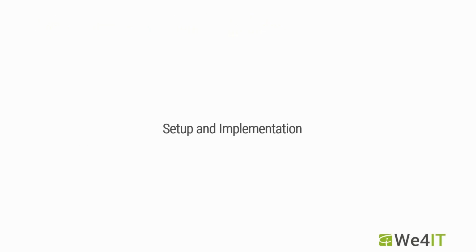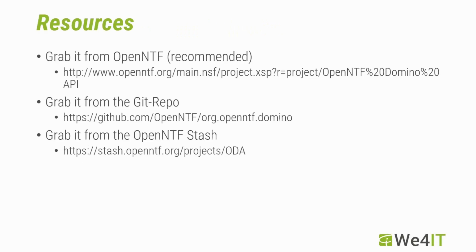This part shows you, and I want to do this very quickly, how to set up this OSGi plugin. First of all, you have to download it. You go to the OpenNTF project page and download it there. I would recommend you to do so because there are final builds and already packaged zip files available. You can also grab it from the Git repository on the OpenNTF GitHub page and on the OpenNTF Stash homepage, which is also available for public access. As it is an open source project, you can of course contribute to it. If you find bugs during your usage, you can report them, but you can also fix them and contribute them back to the project.